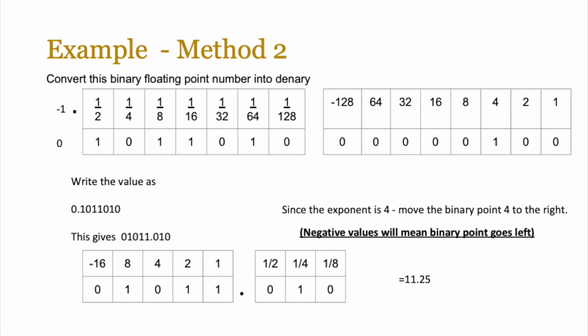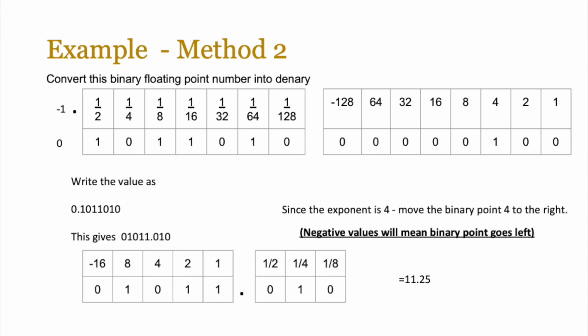Let's see how this works with our existing example. We've still got that example 0, 1, 0, 1, 1, 0, 1, 0, and 0, 0, 0, 0, 0, 1, 0, 0 as mantissa and exponent values. Step 1 is to work out the exponent. In this case, we know that the exponent is 4. The second step is to write the value down as 0 binary point 1, 0, 1, 1, 0, 1, 0. The final step is to move that binary point 4 places to the right. So it now becomes 0, 1, 0, 1, 1, binary point 0, 1, 0.